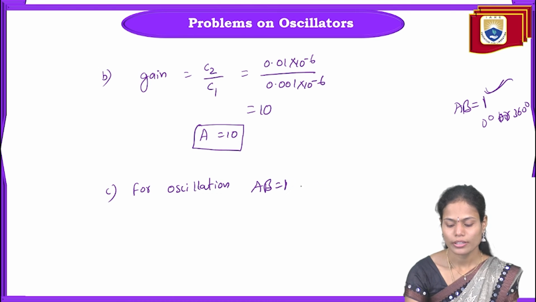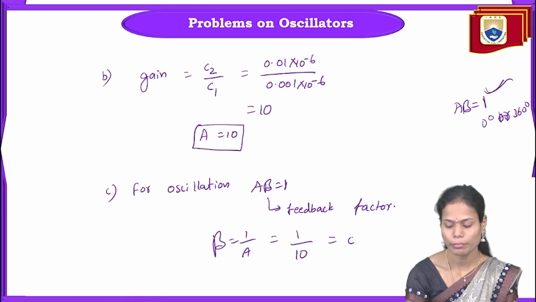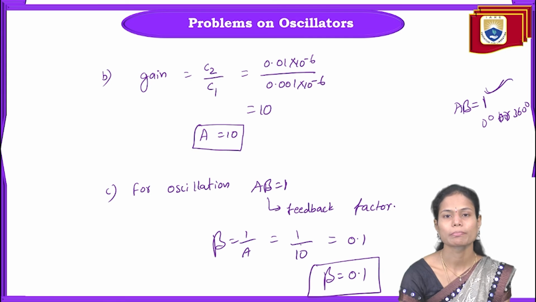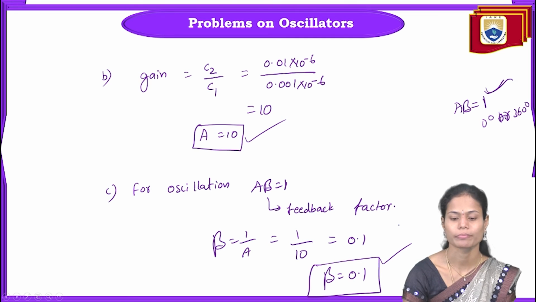Where here beta is nothing but feedback factor. So beta equal to 1 by A, that is equal to 1 by 10 equal to 0.1. So feedback factor value is 0.1 required to run this particular Colpitts oscillator. So we have calculated frequency of oscillation, gain as well as beta value.